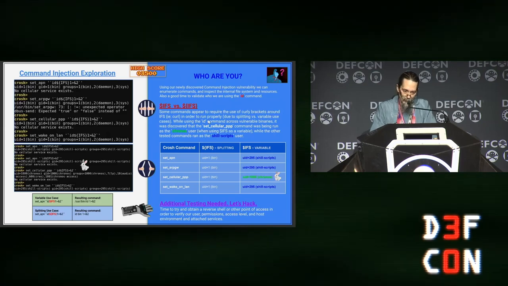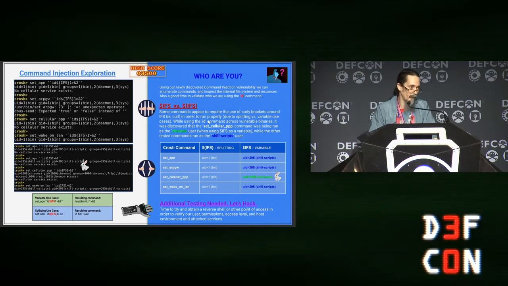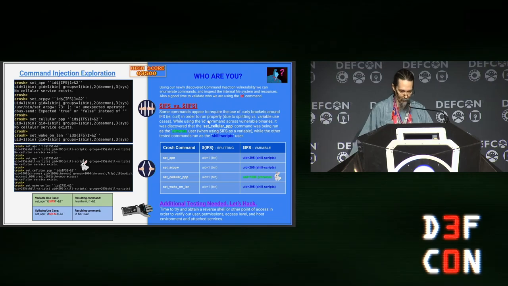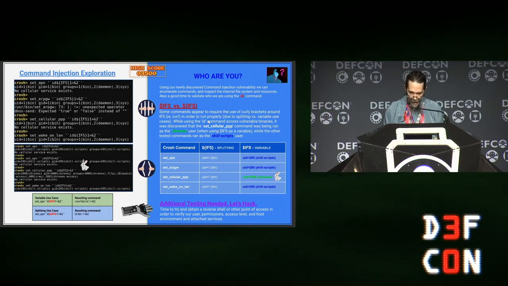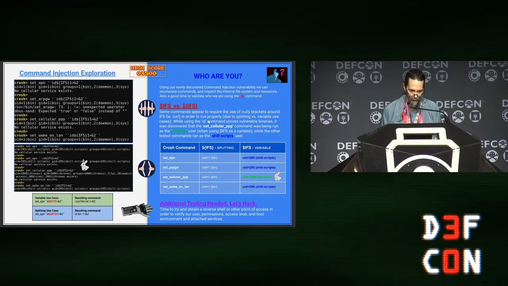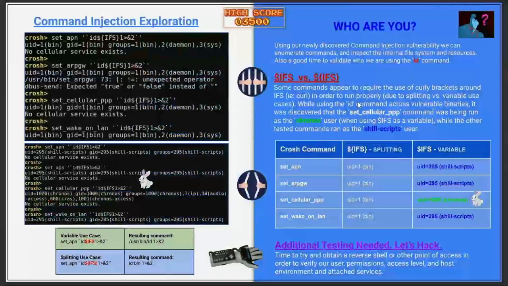So we're going to continue with command injection. We really want to get a shell at some point, or get some more substantial foothold. So we start fuzzing again all these binaries on the system, and we notice that set_APN, all of them, are vulnerable to this command injection.